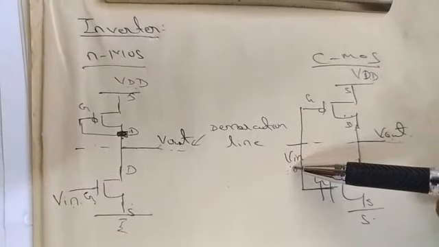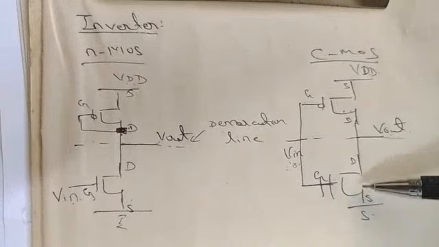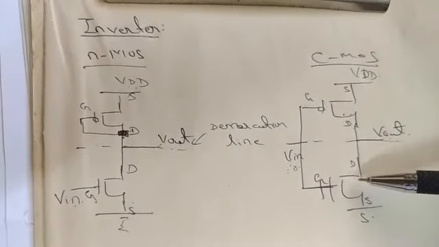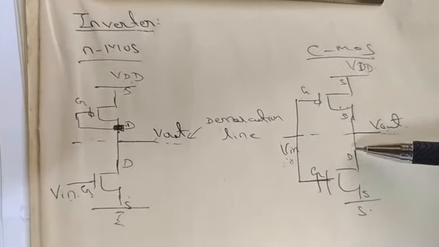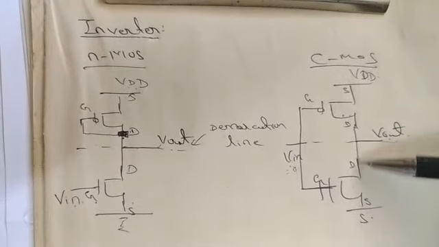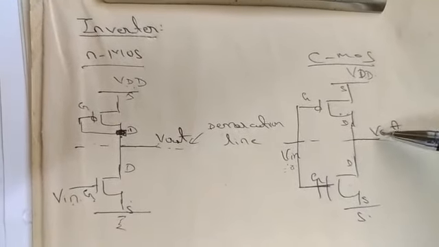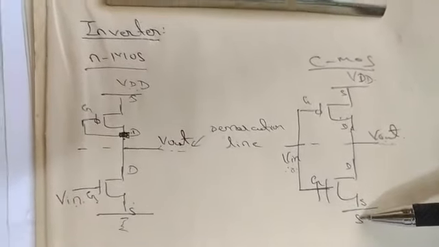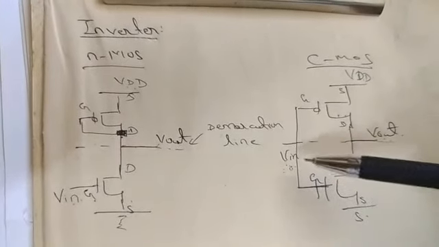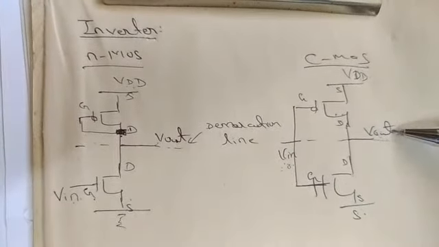So when Vin is equal to 1, what will happen? My PFET will be in an off state and the NFET will be in an on state. When it is in an on state, what will happen? The source regions are being shorted here, and the capacitor, whatever it has charged, will be discharged to ground. So Vout is equal to 0. When Vin is equal to 0, I will be getting Vout as 1.